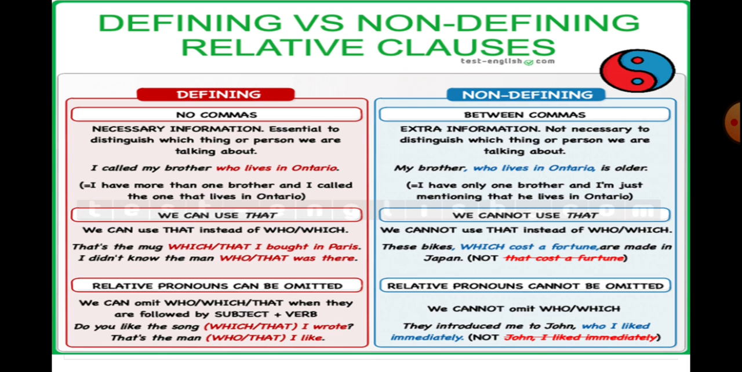The first characteristic about non-defining relative clauses is it provides extra information, and this kind of relative clause is put between commas. It is not necessary to distinguish which thing or person we are talking about. Example, my brother who lives in Ontario is older. It means that I have only one brother and I'm just mentioning that he lives in Ontario.